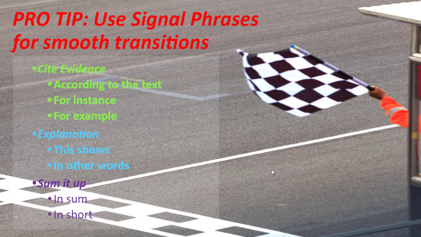All right, so that brings us to signal phrases, and these are some ways that we can transition easily between the different parts of R.A.C.E.S. So when we cite evidence, we can use for instance or according to the text or for example, and there are many others as well. Explanation can be signaled by phrases like this shows or in other words, and summing it up can be signaled through in sum, in short, and many others as well.